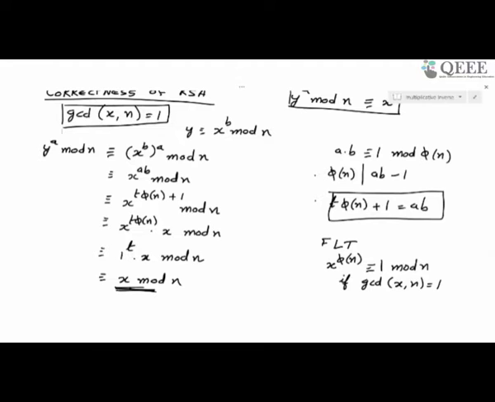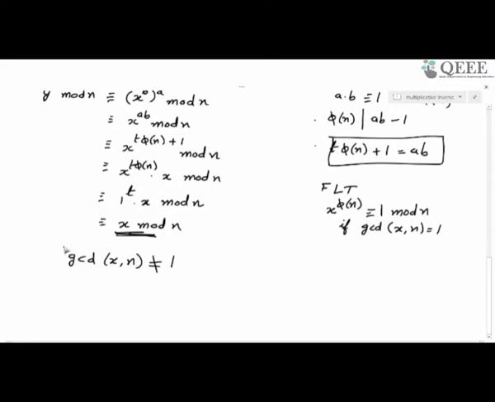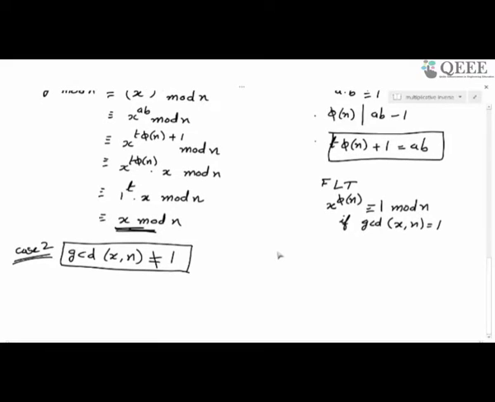Now let us relax this assumption. Let us consider the second case where the GCD of x comma n is not equal to 1. Okay, and let us see if we can decrypt the message properly in this case also. So this is our second case. Here we will make use of the Chinese remainder theorem.